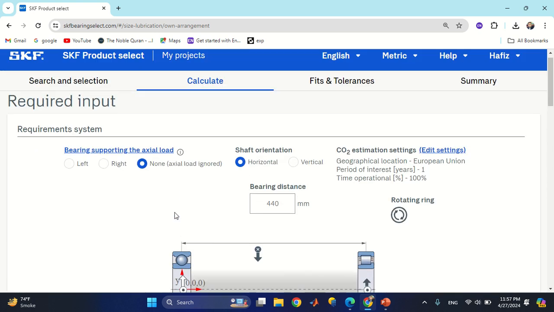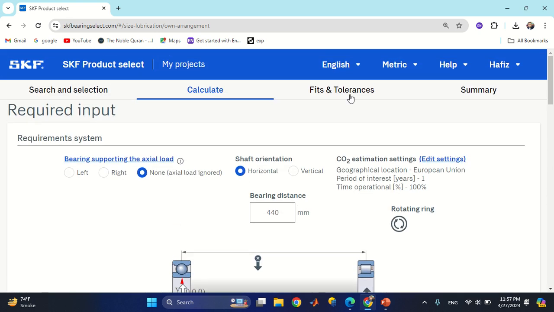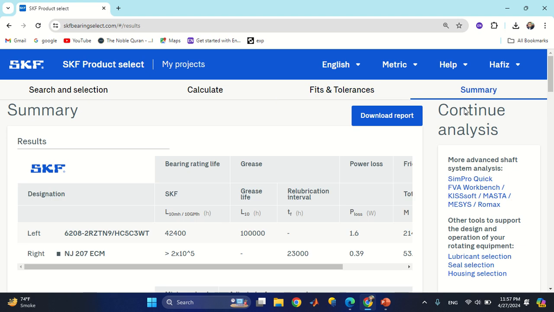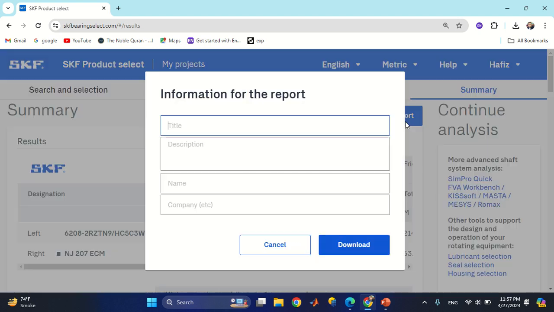Just go to the summary and download the report. Just give the title and the name and the description and get the PDF of your results.